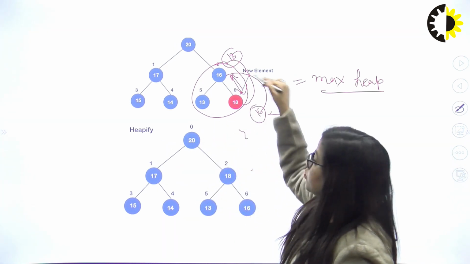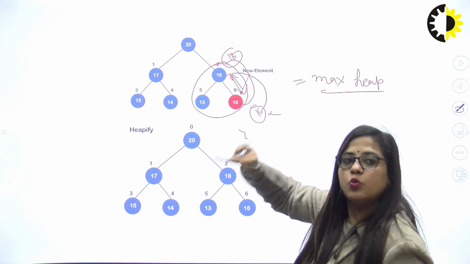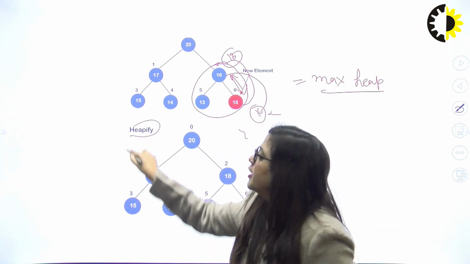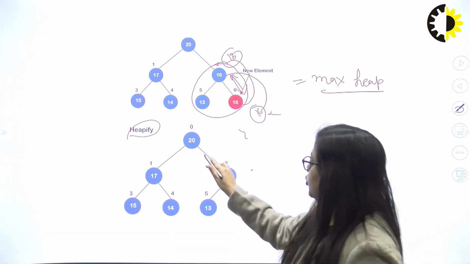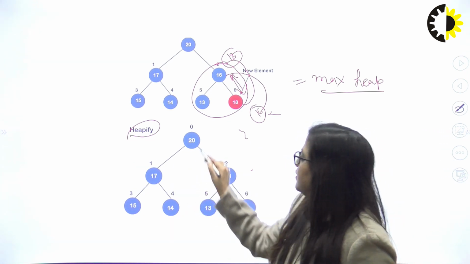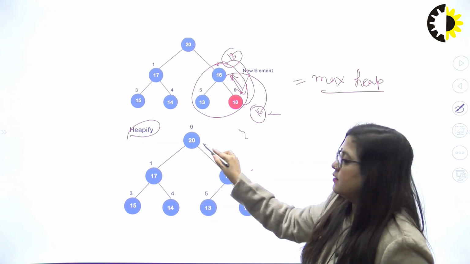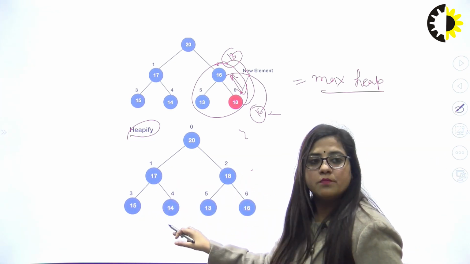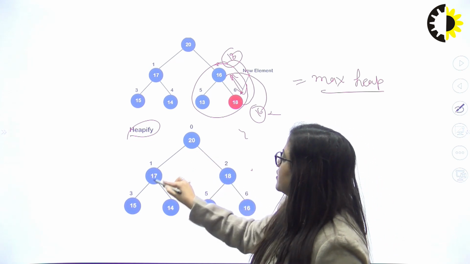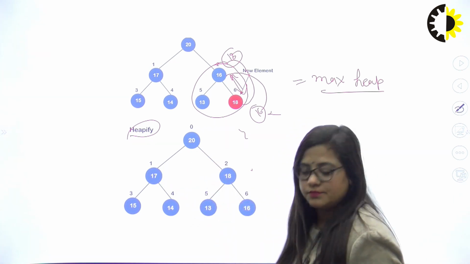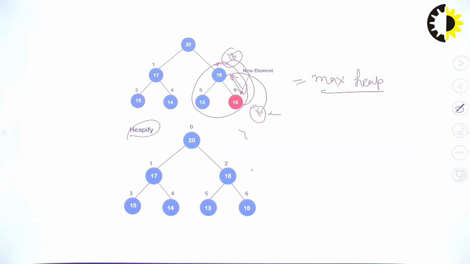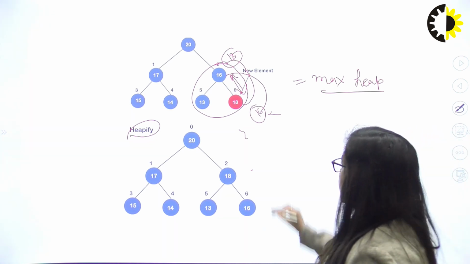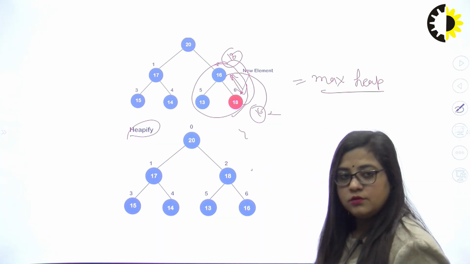This process of moving from up to down and down to up is called heapify. 20, 17, 18. Now check again. It is greater than its child. Yes. It is greater than its child. Yes. And this is greater than its child. Yes. So it is a proper max heap, and the insertion operation is done.